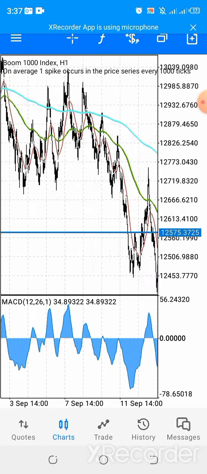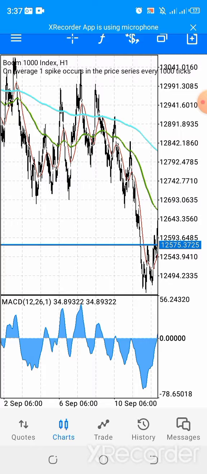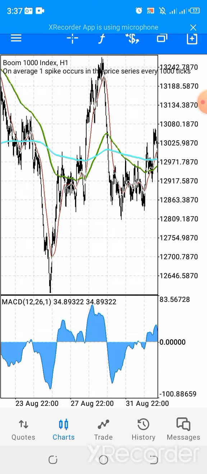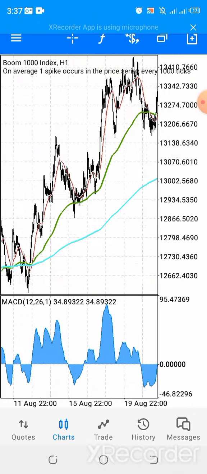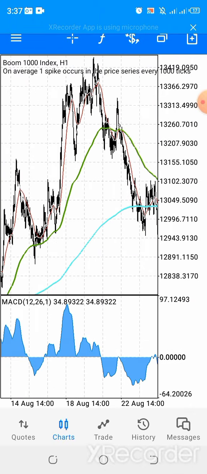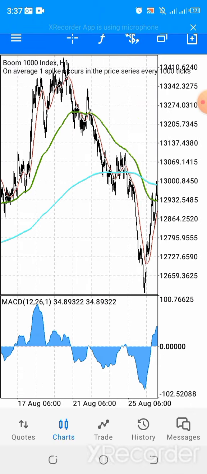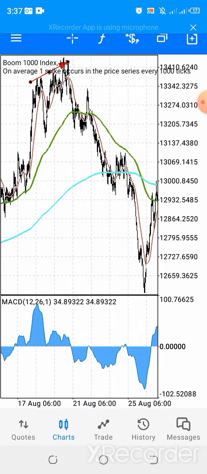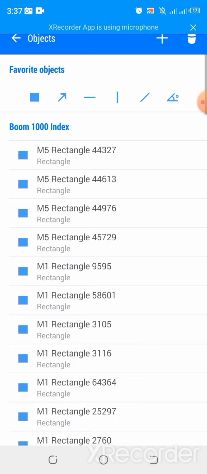As you can see right here too, it was making higher highs, while down here it was making lower lows. Okay, so you take advantage of this. After it broke out of this zone, it came back and retested the previous resistance, just like it happened the other way, and then price began to come down.